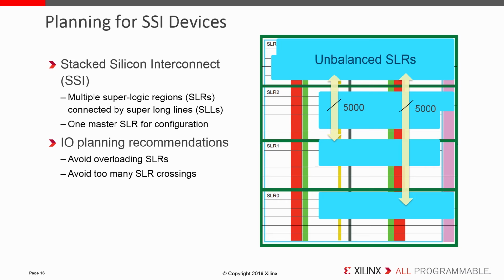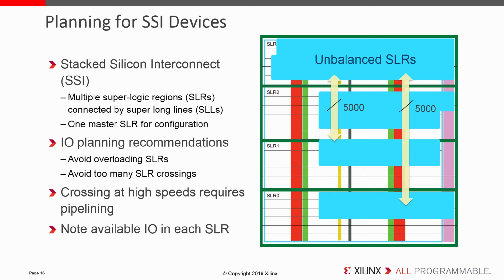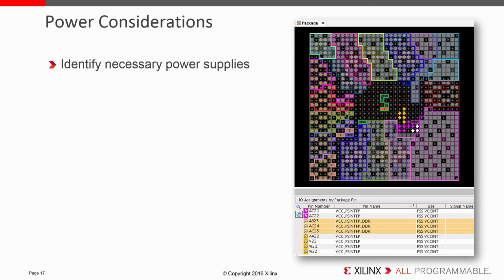If an I/O interface cannot fit into a single I/O bank, try to at least keep it within the same SLR. Crossing SLRs at high speeds will require pipeline registers to maintain clock speed. Finally, note the number of available I/O in each SLR, as the total varies between different packages. Now let's move on to power planning.